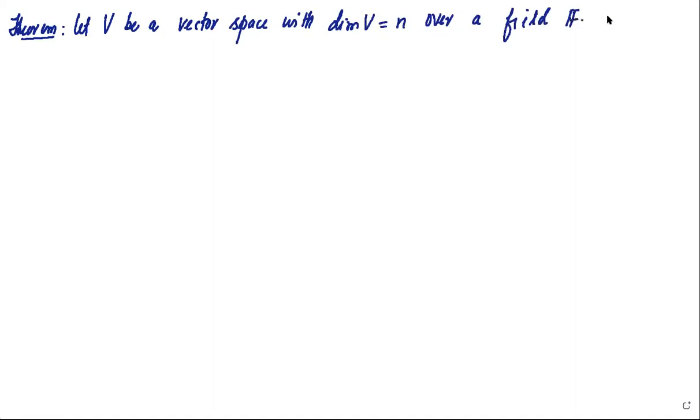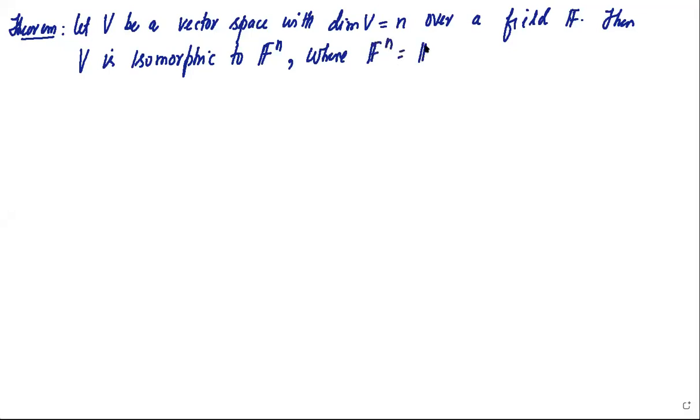Over a field F. Then V is isomorphic to F^n, where F^n is defined as F cross F cross so on, taken n times. Okay, so let's directly start the proof.